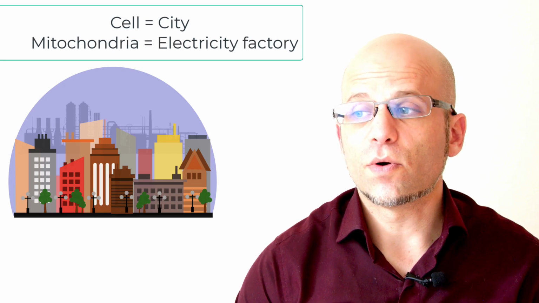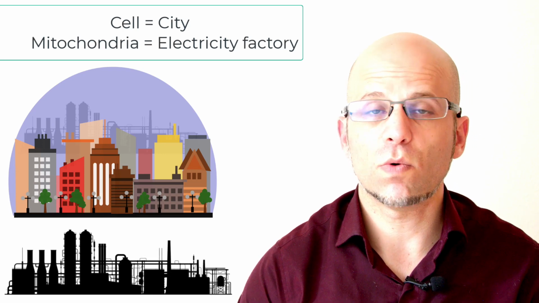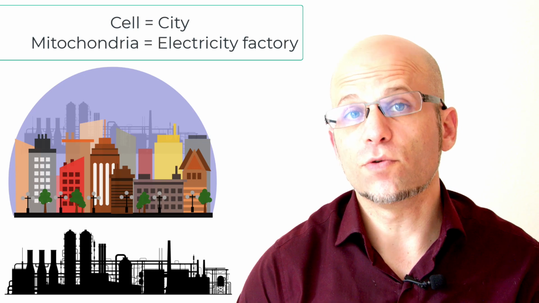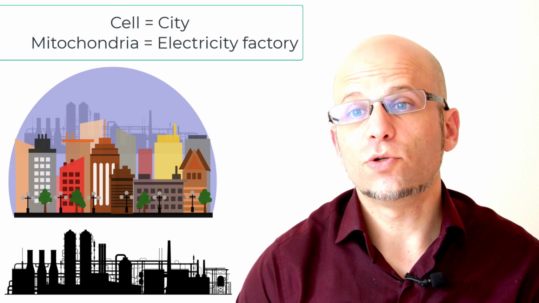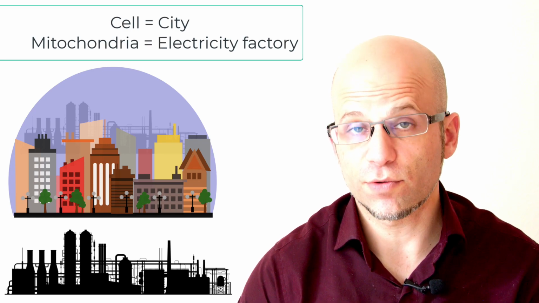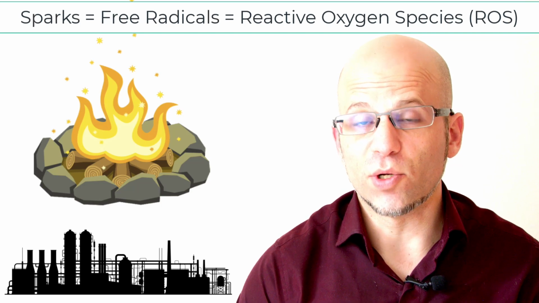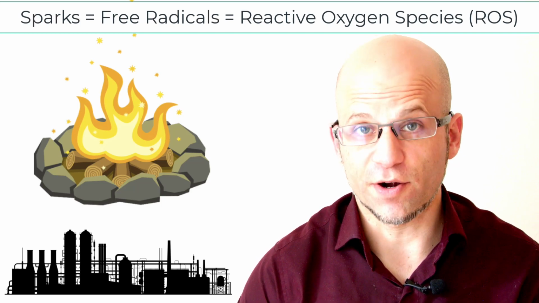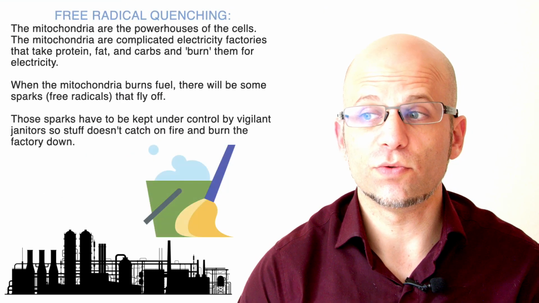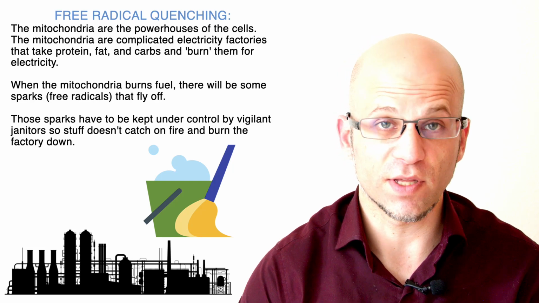Basically, your cells are just microscopic cities, and cities require electricity factories. Electricity factories require fuel and oxygen to burn the fuel to make electricity. And when you burn stuff, you create sparks. Sparks are dangerous because then the building and machinery can catch on fire, and that's bad. So you've got to hire janitors to make sure you catch all the sparks and put them out so they don't light everything on fire.